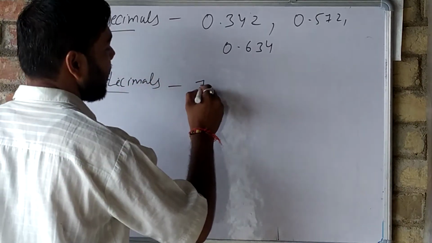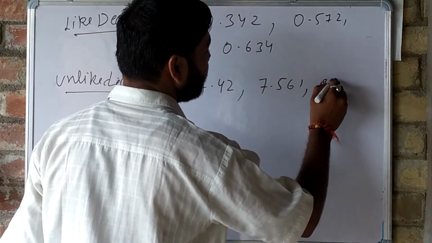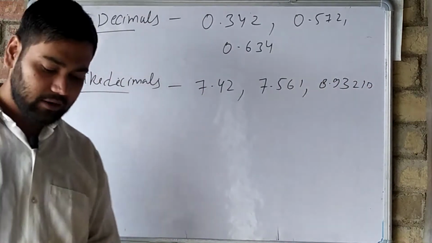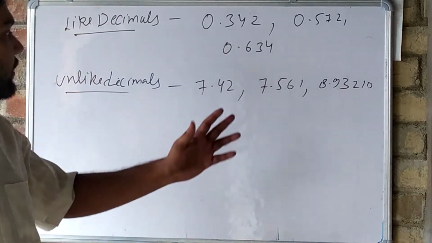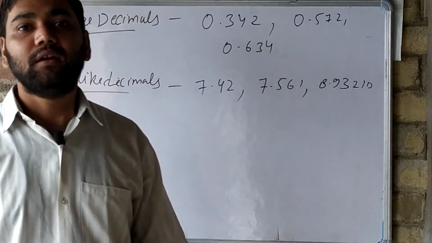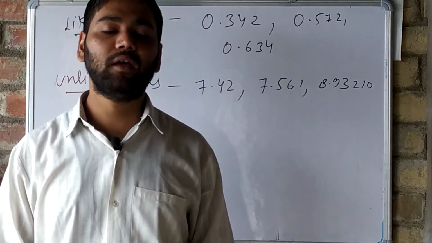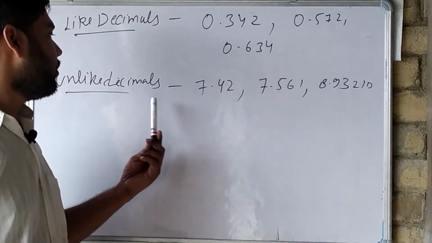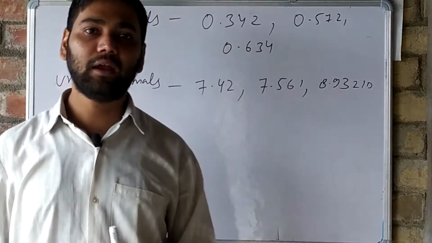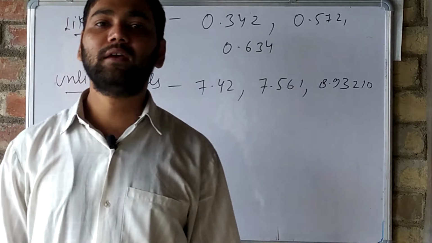Unlike decimals. See, 7.42, 7.561, 8.93210, all these are unlike decimals. Why? Because we clearly see that the number of decimal places is different in every number. So when the number of decimal places is different, we say the numbers are unlike decimals. When the number of decimal places is the same, we say the numbers are like decimals.